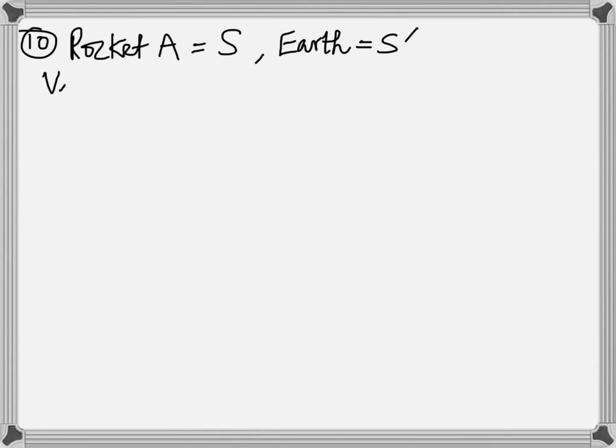So you measure the velocity of an object with respect to frame S, call it ux. You measure the velocity of that same object with respect to frame S prime, and you call it ux prime. And relativistically, we're trying to go from ux to ux prime. Now I'm writing down everything. Rocket A is the frame S. The Earth is frame S prime, which means velocity of the Earth relative to the rocket.